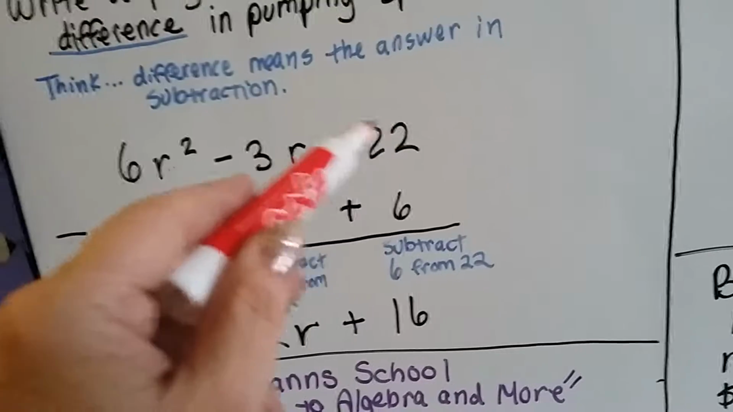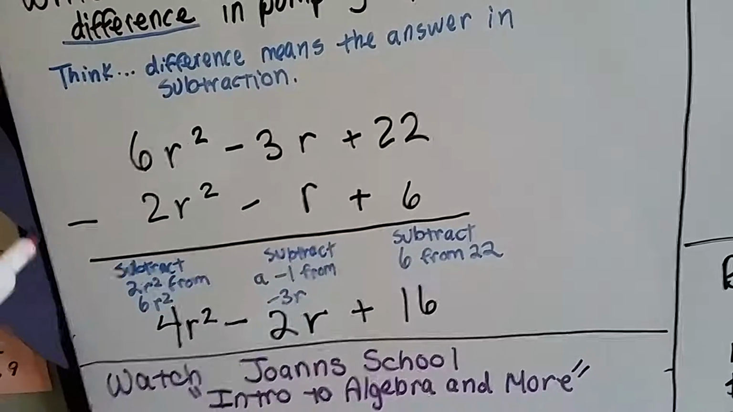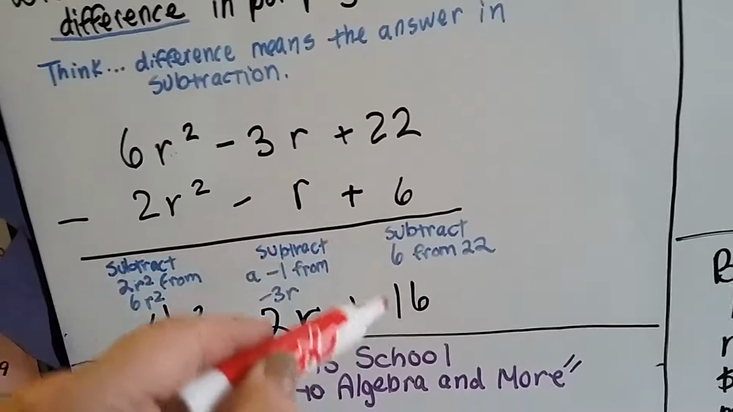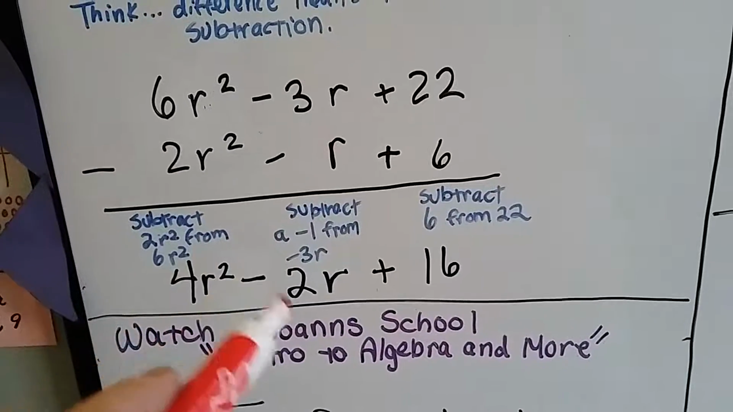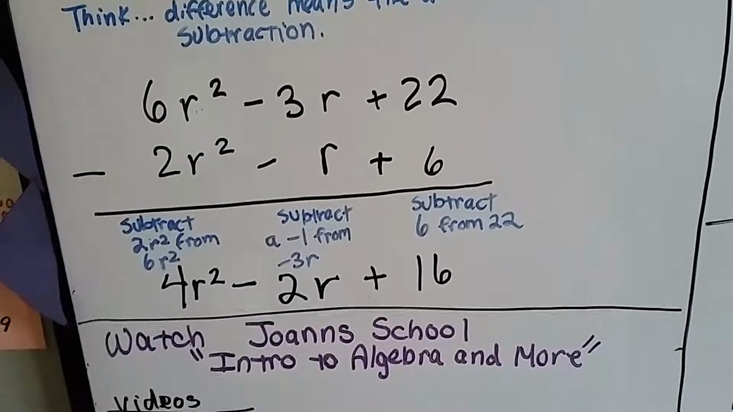And if you have 22 and you take away 6, because remember we're subtracting, we're going to have 16, and it's going to be a plus 16. So now we have 4r squared minus 2r plus 16, okay?